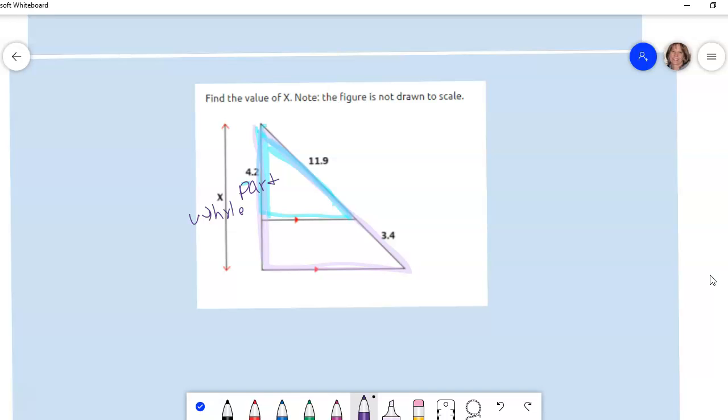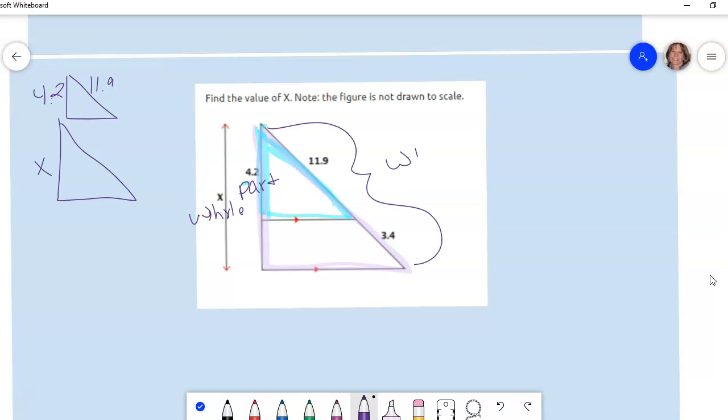Okay, so you have to notice we have that smaller triangle where it's 4.2, 11.9, and then that whole side, which is x. And we have to keep in mind that when we go to find this whole side, we need to add together the 11.9 and the 3.4. And that's going to give us 15.3. All right, so moving forward, we can add that to this second triangle. And again, like I said, there's multiple ways to solve this particular problem. And again, it's part to whole.